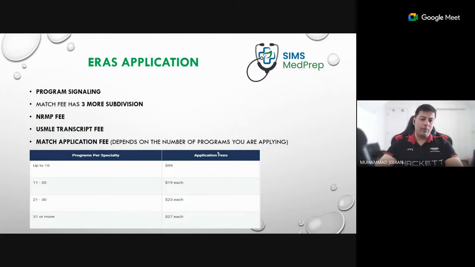And the match fee has 3 more subdivisions. There's an NRMP fee, which is around $75 to $80. The USMLE transcript fee is almost $80, which includes your USMLE transcripts of Step 1, 2, and 3 if you're done with 3. And the match application fee depends on the number of programs you're applying to.